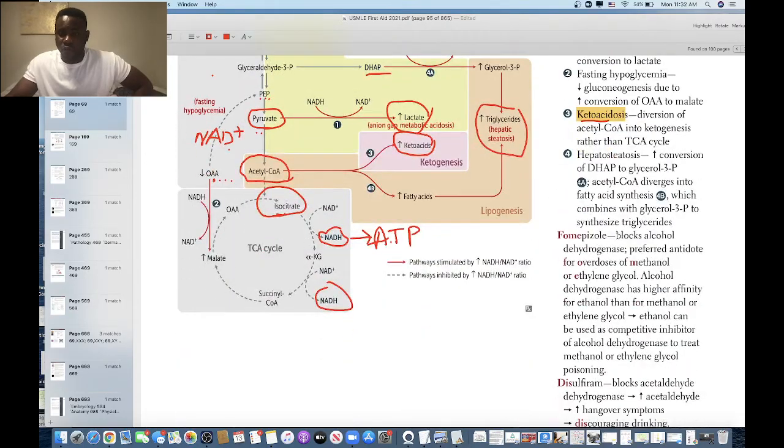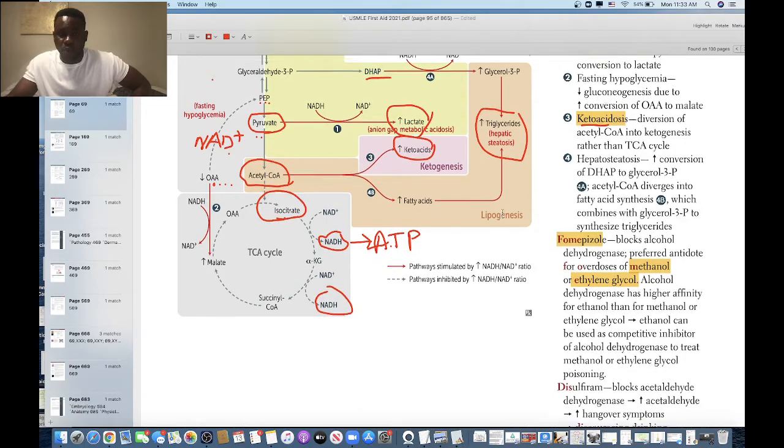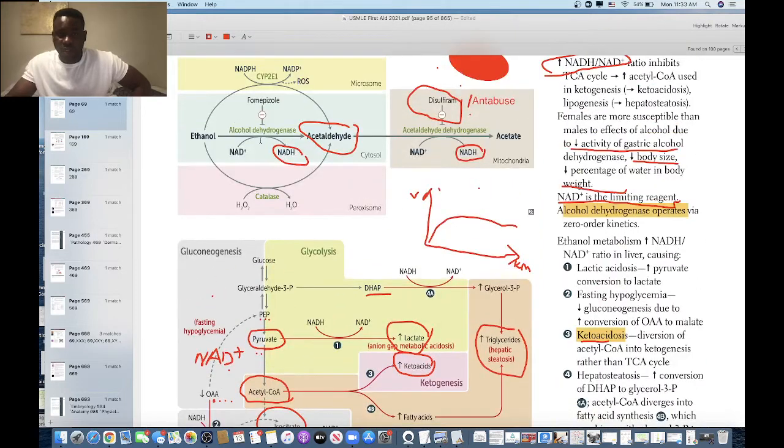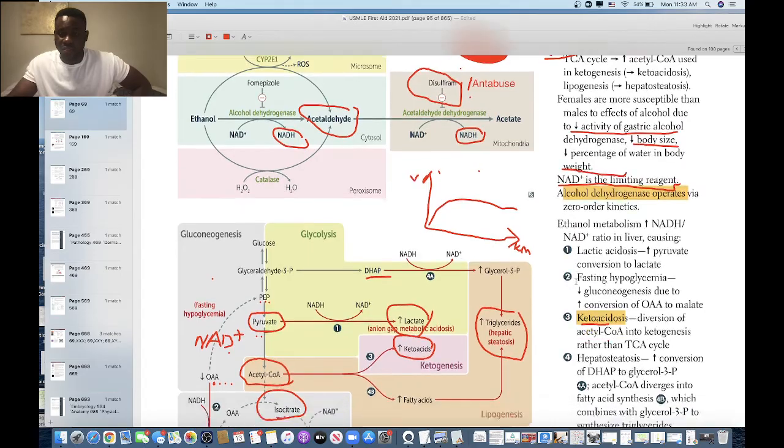Fomepizole blocks alcohol dehydrogenase, the preferred antidote for overdose of methanol. You must know this. When someone drinks methanol or ethylene glycol, I think that is the antifreeze, we give them fomepizole. Fomepizole will block the alcohol dehydrogenase so that it's not converted into acetaldehyde, because this acetaldehyde is very toxic.